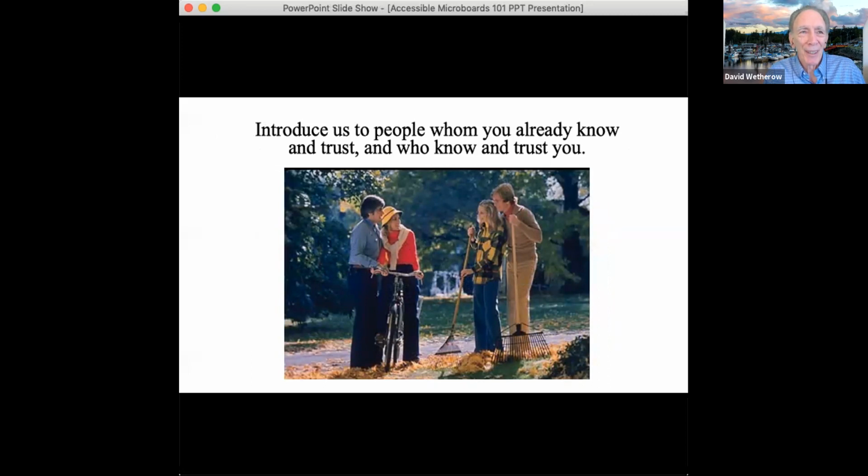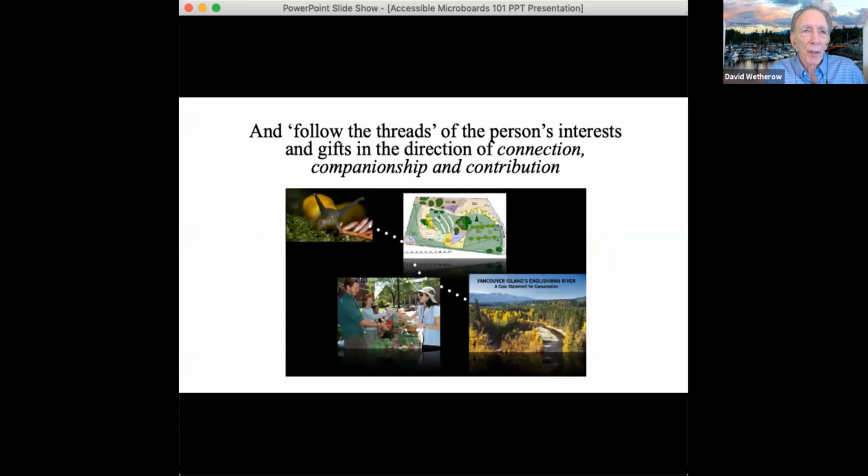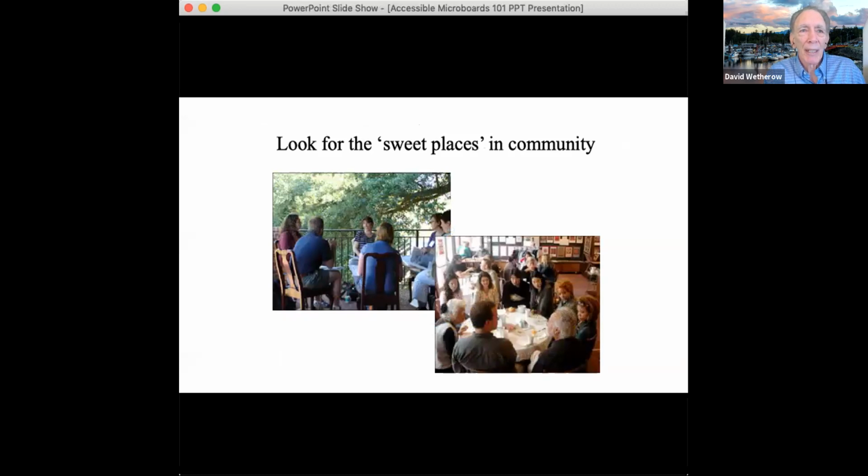Remember that story about Alan and Scott and the radio station operator. That's how it happened. Systematically identify and mobilize the gifts and the capacities of the person at the center. And then follow the threads of those interests and gifts in the direction of connection and companionship and contribution, and be systematic about that. Look for what Faye calls the sweet places in the community. They're places that operate on the basis of cooperation rather than competition. They tend to be small, and they systematically identify and mobilize everyone's contribution.